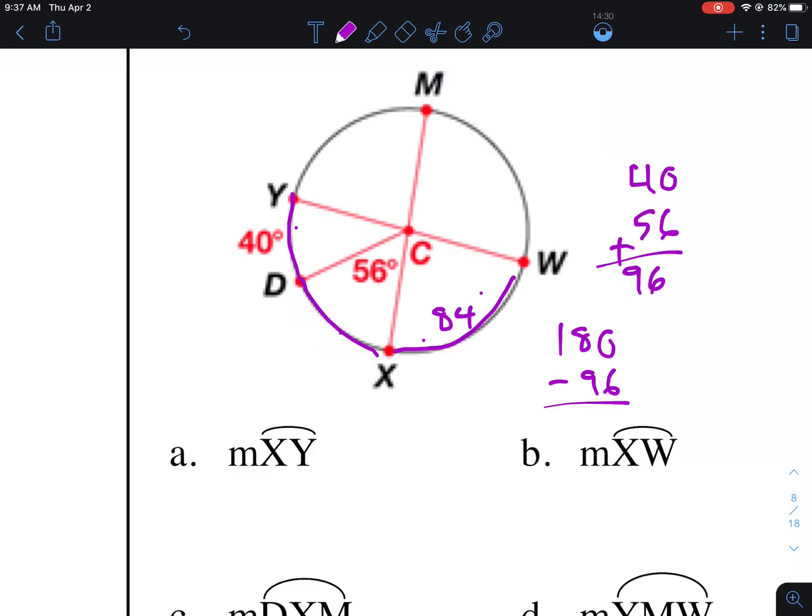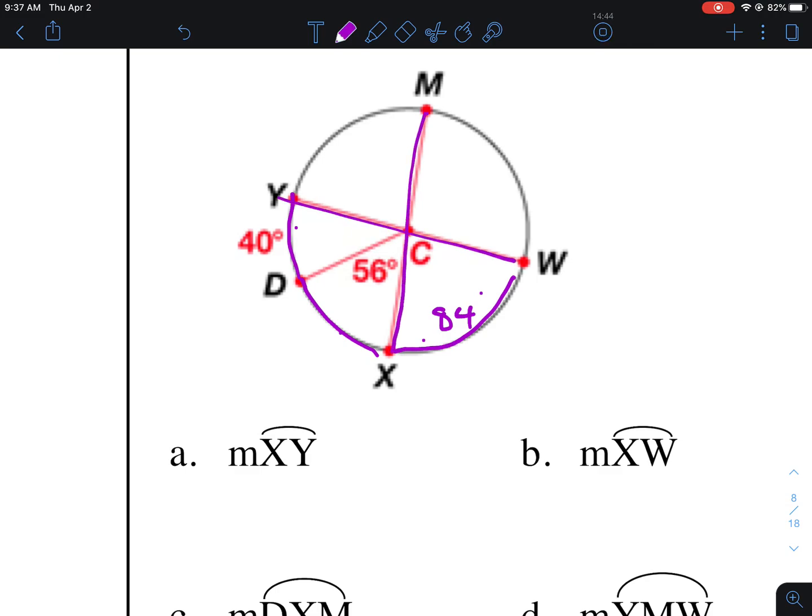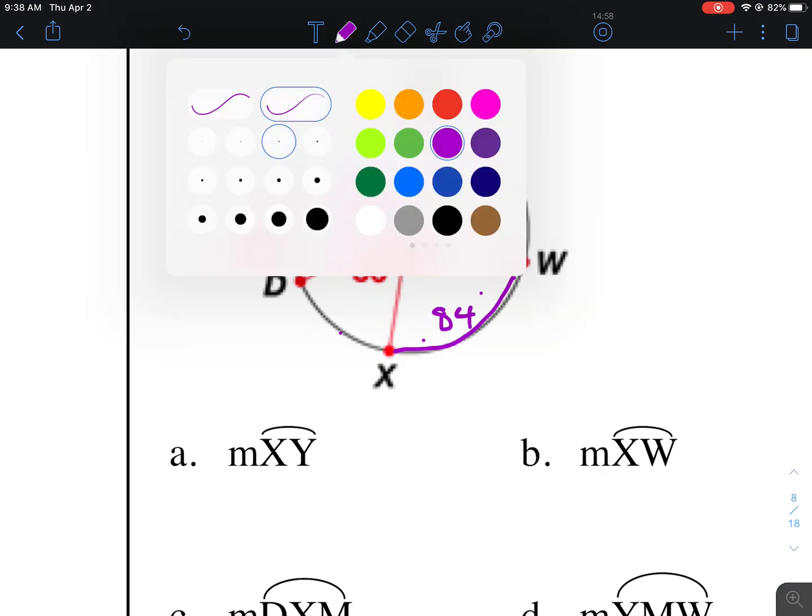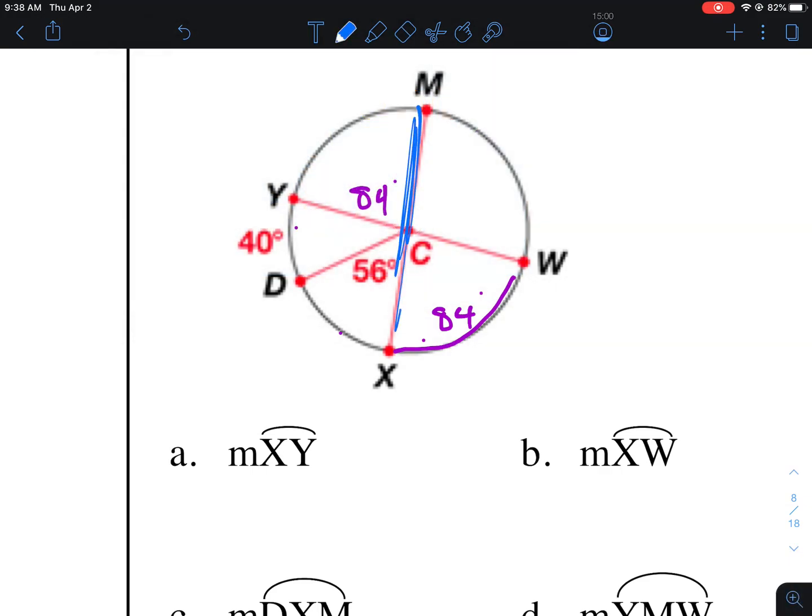Now, how are you going to find the other arcs? That might seem a little confusing. Well, what you could do is the following. Sometimes you'll have vertical angles, which will be very helpful. Like right here, I could already tell you that this is going to be 84 because it's vertical. But if you didn't see those vertical angles, another thing you could have done, almost like tilt your head a little bit. I know I can't demonstrate that to you right here, but if you look at this, M to X is a diameter.